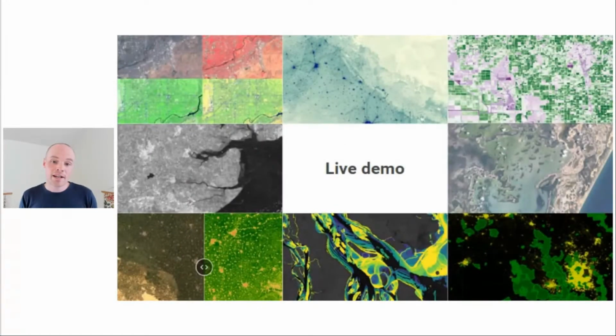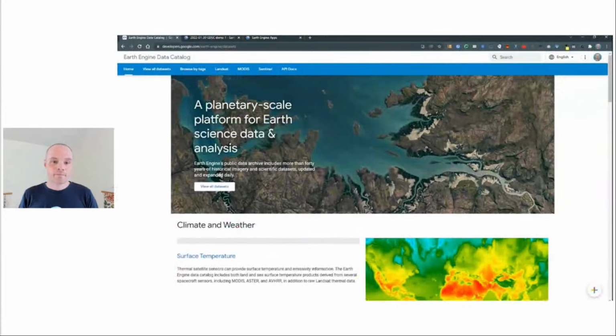Now, the place where most analyses start is the Earth Engine data catalog. So I'll head there now. If you do a Google search for Earth Engine data catalog, you'll find it, but I already have a tab open. So let's get going. So here's the Earth Engine data catalog. This is where you can go to find and explore all the data sets that are available in Earth Engine.